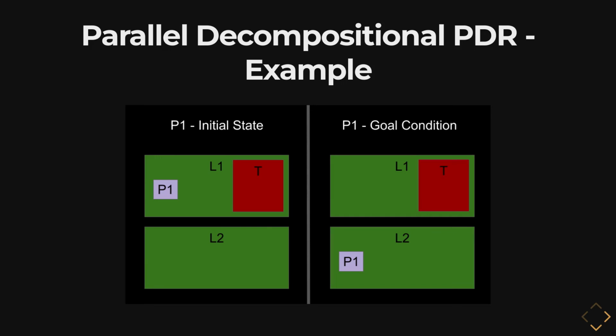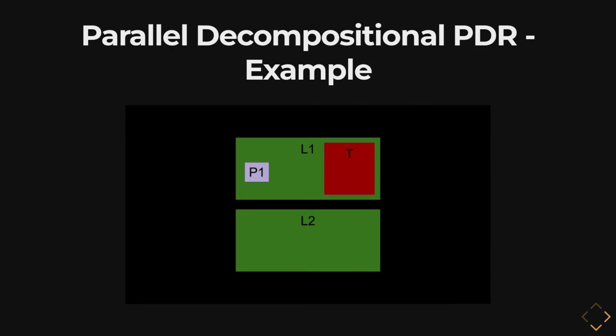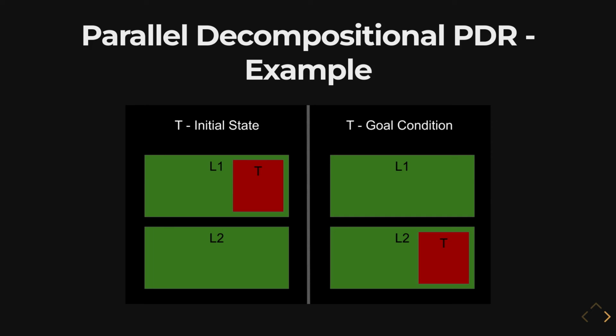With parallel decompositional PDR, we first plan for package 1, achieving only the goals which are relevant to it, which is just moving package 1 to location 2. We drop all mentions of package 2 as that is independent of package 1, and also enforce that the truck is moved back to its original position in the goal condition. So here we load the package into the truck, drive the truck to location 2, unload the package, then drive the truck back to its starting point. We don't need to worry about package 2 as it is not mentioned in the goal condition. We then plan for the truck, which just involves moving it from location 1 to location 2.